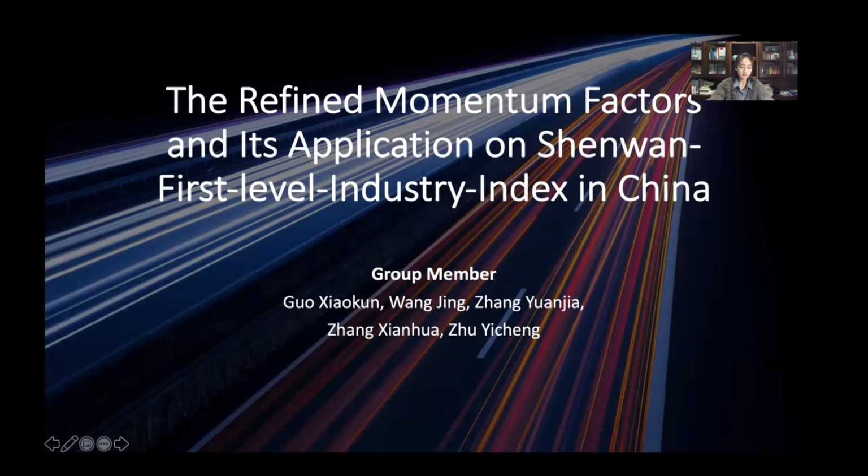Our project is the refined momentum factors and its application on Shenwan-First-level-Industry-Indexes in China. In this project, Zhang Xianhua and Guo Xiaokun processed the data and wrote the codes to test our model. Wang Jing, Zhao Yuanjia, and Zhu Yichen did the background research, wrote the slides and report.